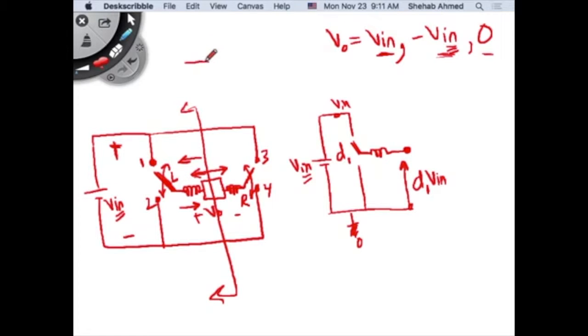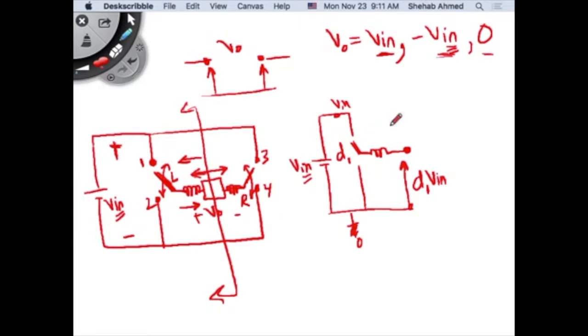If I want to look at V output, I have V output here. I want to know what my V output is equal to. Then I have to look at the voltage here minus the voltage here to see what my V output is, right? So now I looked at the left hand side. My voltage is D1 times V input.